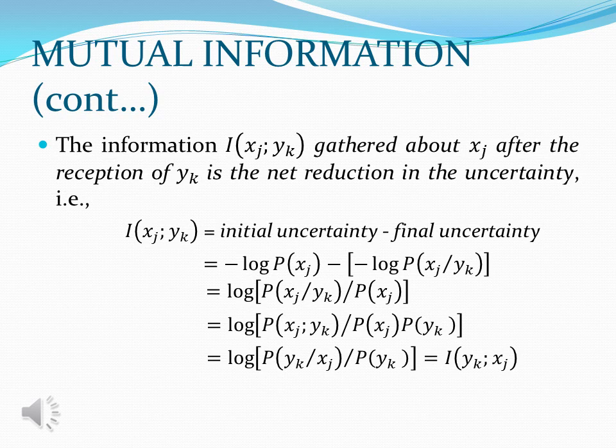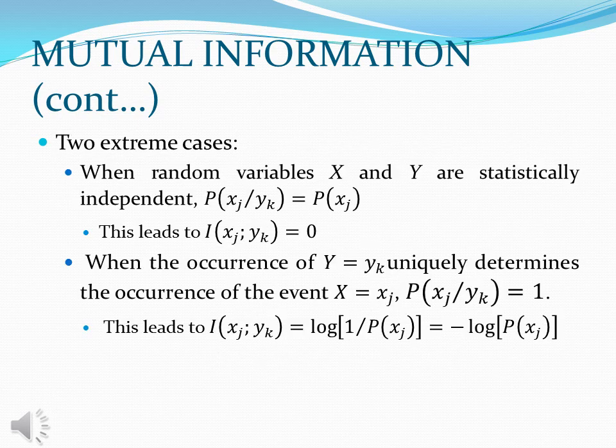The information I(Xj, Yk) gathered about Xj after the reception of Yk is a net reduction in the uncertainty, that is I(Xj, Yk) equal to initial uncertainty minus final uncertainty. So finally, the relationship shows that I(Xj, Yk) is similar to I(Yk, Xj). Today we will try to cover some fundamental topics, that is introduction to information theory, what is self-information, what is conditional self-information, mutual information, average mutual information, and a brief idea on entropy.